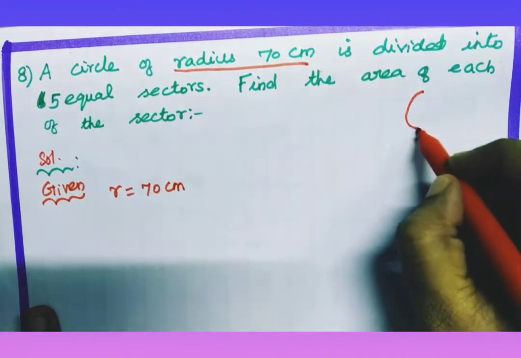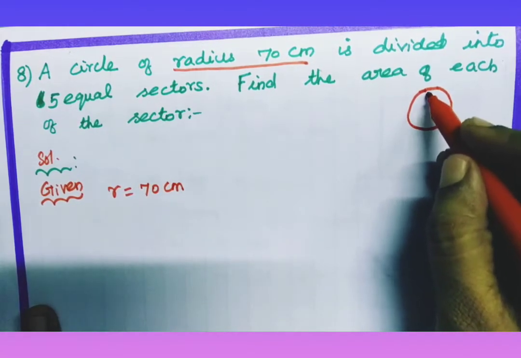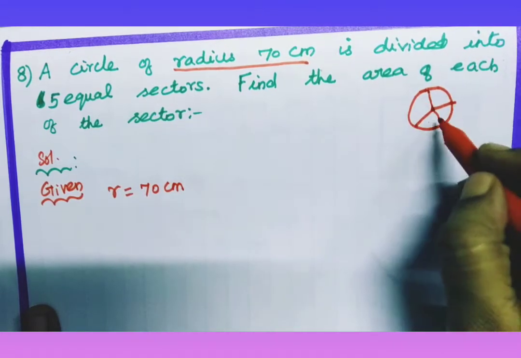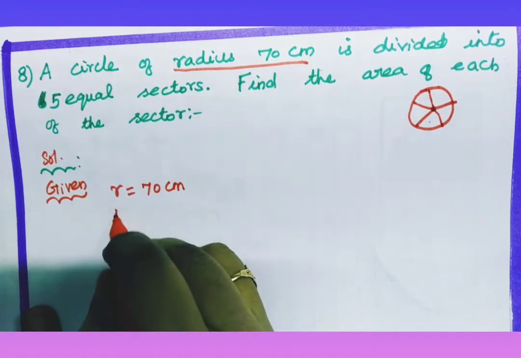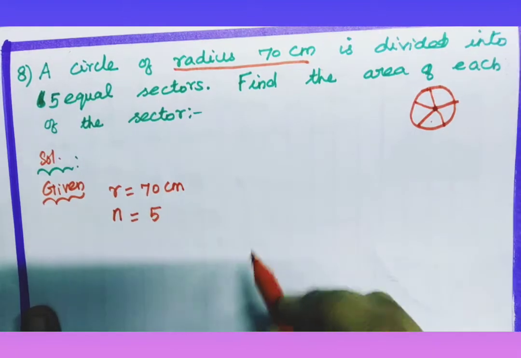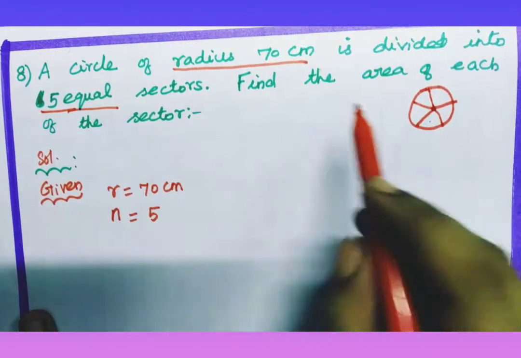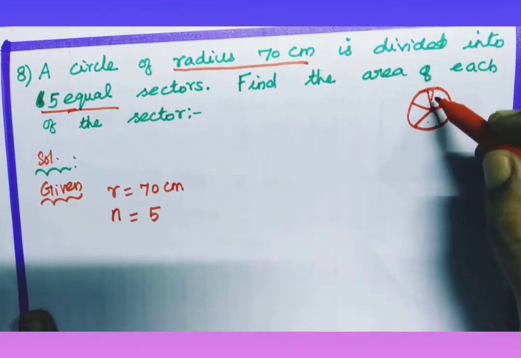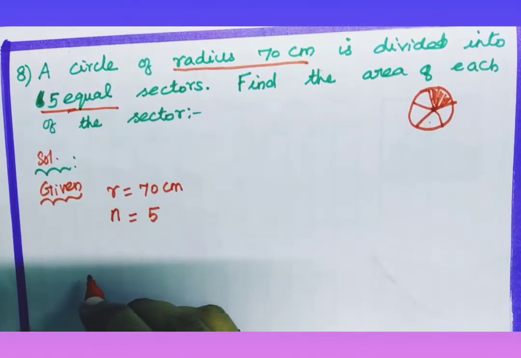A circle we are going to divide into 5 equal parts. So, the number of parts we can take n, 5 equal parts. Find the area of each of the sector. Each of the sector, in one place only we need. Each sector formula we know.